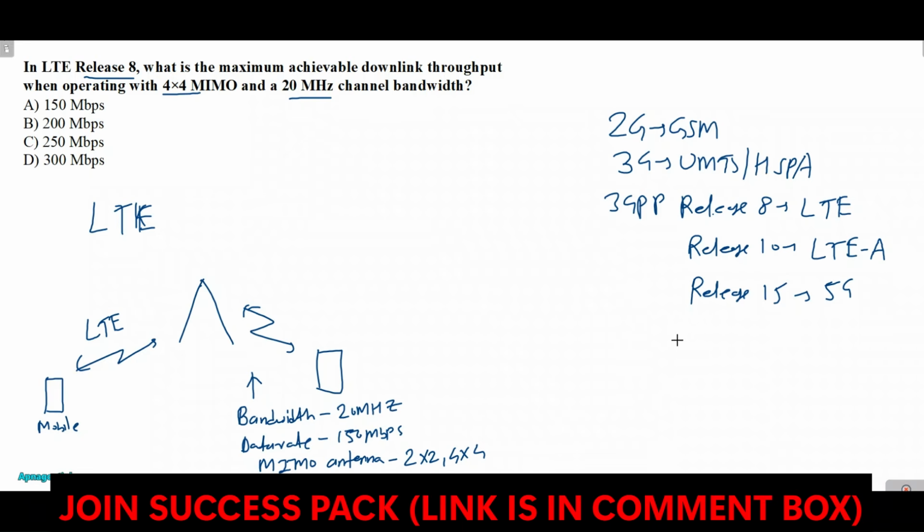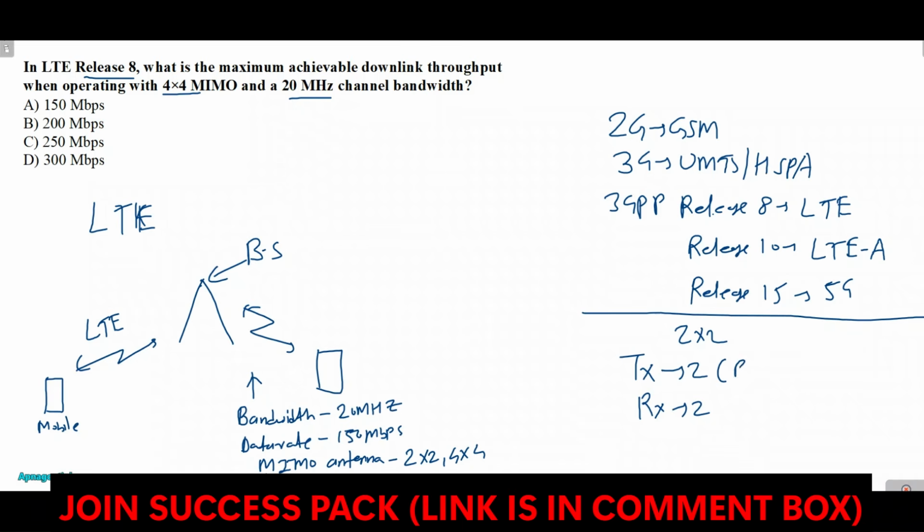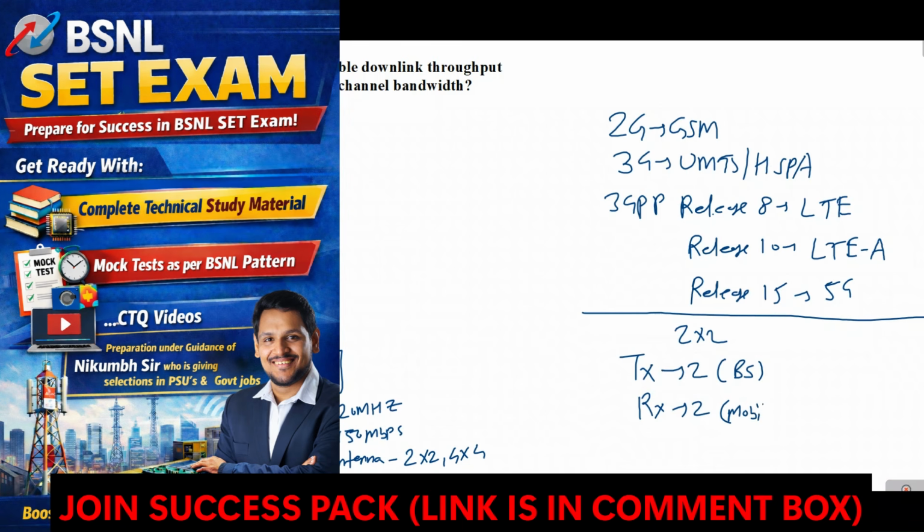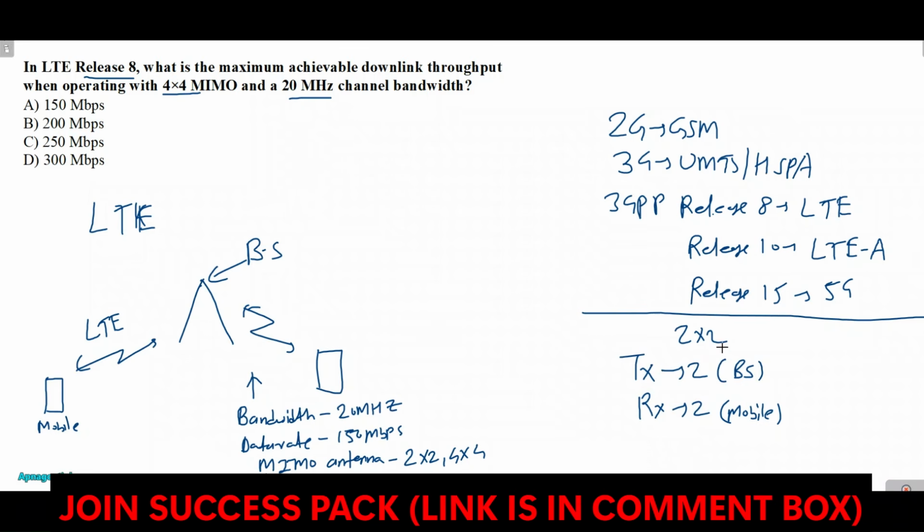Now what is the meaning of MIMO antenna? MIMO means multiple input multiple output. If I take the 2x2 example, at the transmitter side we have two antennas, and at the receiver side we have two antennas. The transmitter is your base station, and the receiver is your mobile. So with 2x2 antennas, we get a higher and faster data rate.